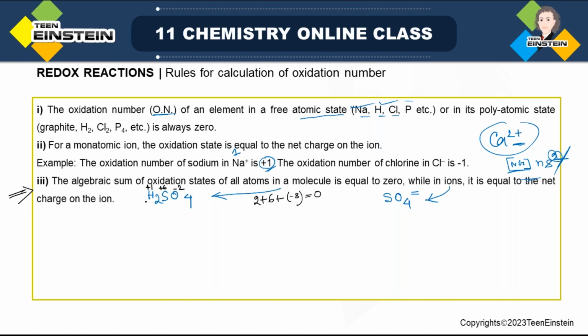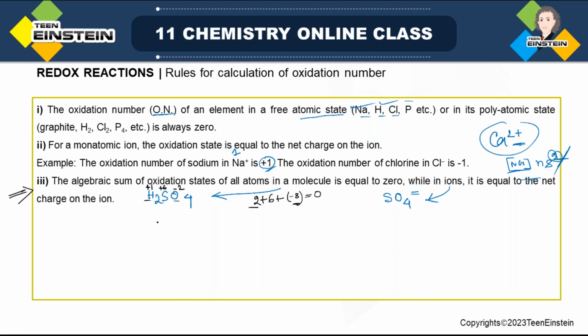What we do when we have 3 elements: hydrogen and oxygen are mostly +1 and -2. For hydrogen, it is always +1. In some rare cases, it is -1, which is hydride, that you will see separately. And for oxygen also, it is mostly -2. So whenever you are getting any compound like this, for hydrogen and oxygen we will put these values 2 and -8.